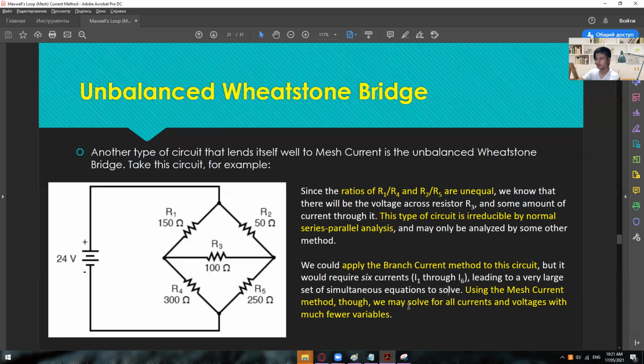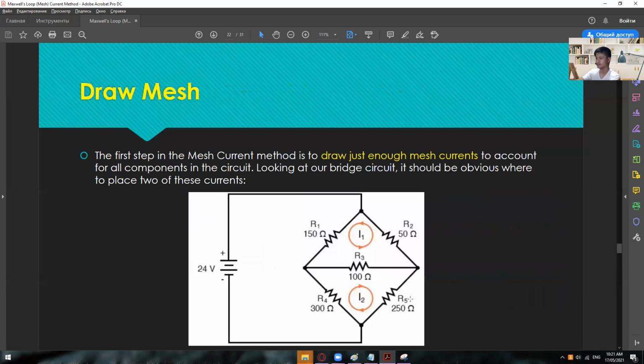But if you're going to use mesh analysis, you're only going to deal with 3 loops. One right here, another one right here, and another one right here. And that's it. So at least half of the equations were already eliminated. By drawing the mesh, of course, you put here your first flow of current and then another flow of current. It's completely up to you.